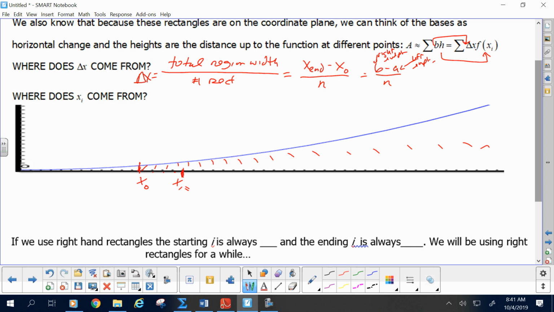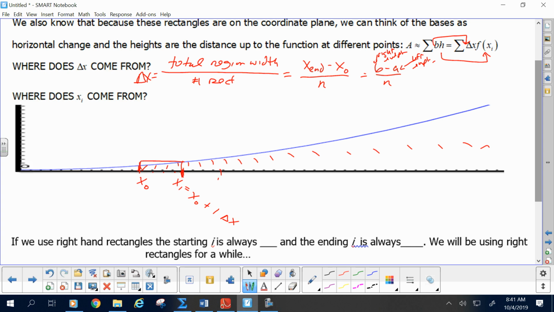And what goes into where I'm at? x1 would be determined by two things. Delta x, how far I just went, right? And what else? Where you started, okay? So it's all about where did you start and how far did you go? So couldn't you say then that the first x is where you started plus 1 delta x? And if I were drawing right rectangles, that's actually the first one I would be drawing my height at.